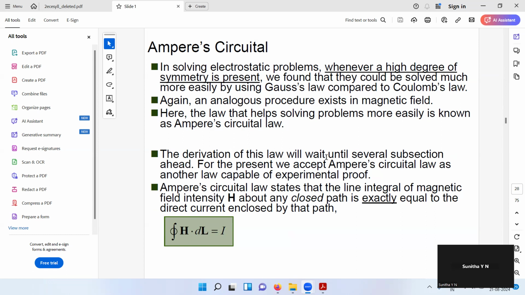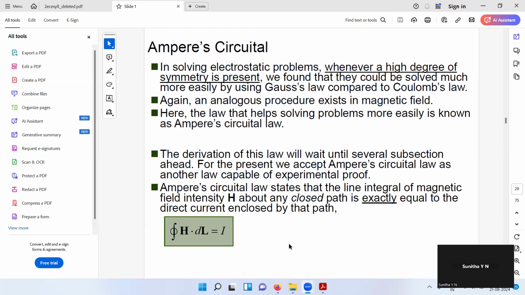The derivation of this law we will discuss a little later. For the present, we accept Ampere circuit law as another law capable of experimental proof. Ampere circuit law states that the line integral of magnetic field intensity H about any closed path is exactly equal to the direct current enclosed by the path.